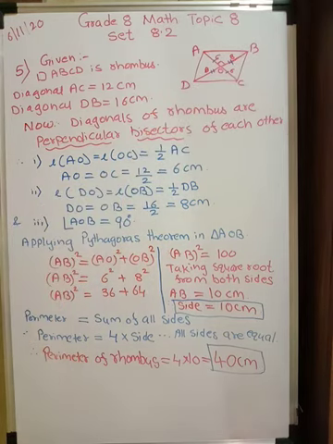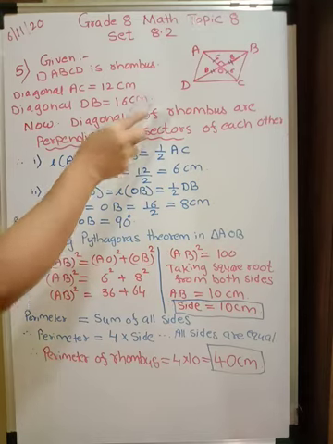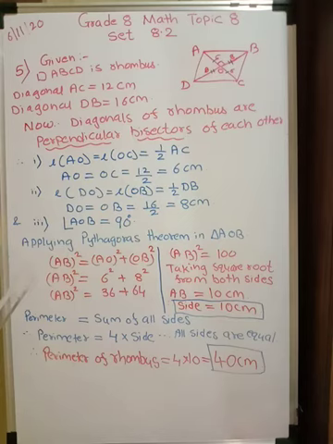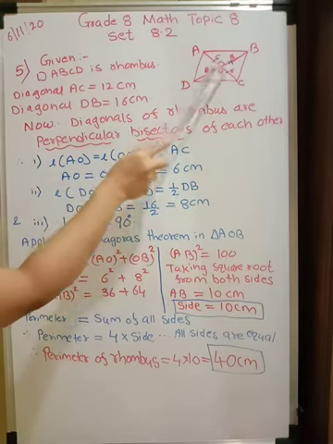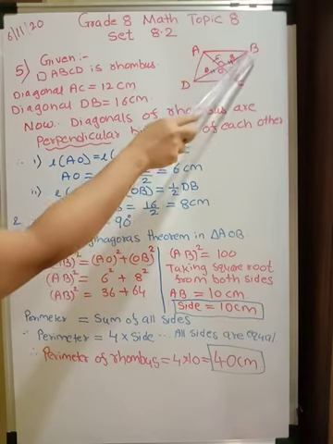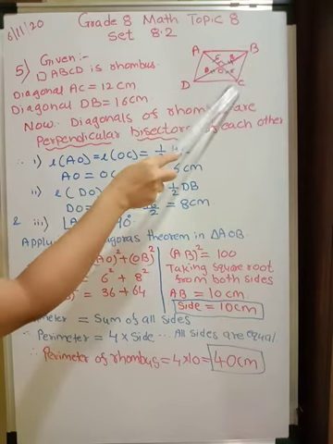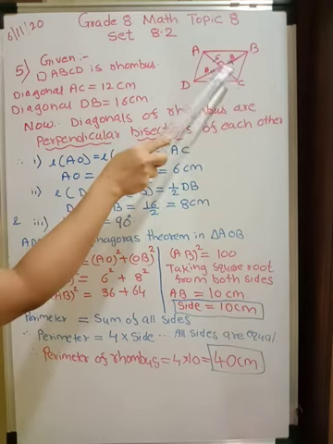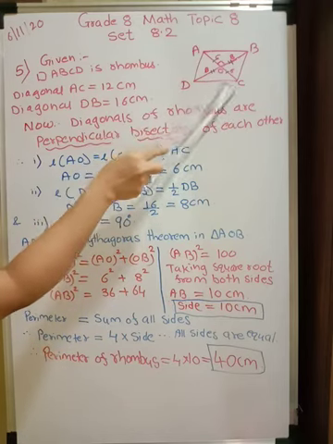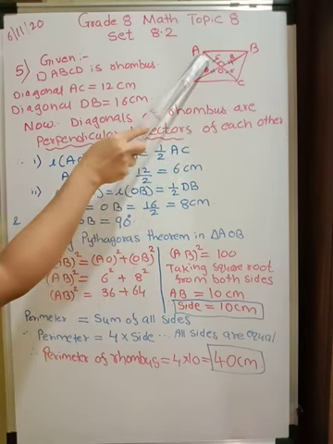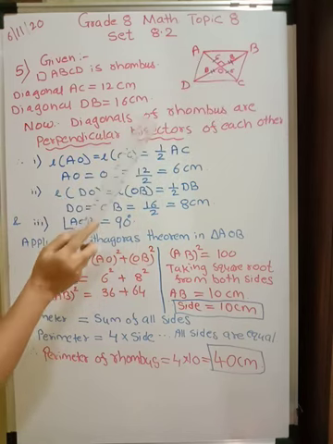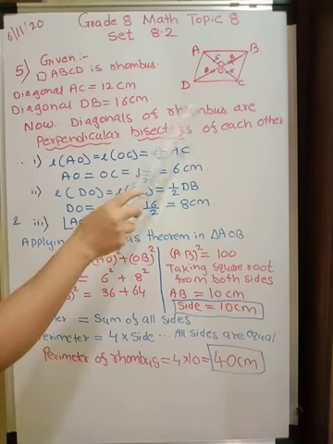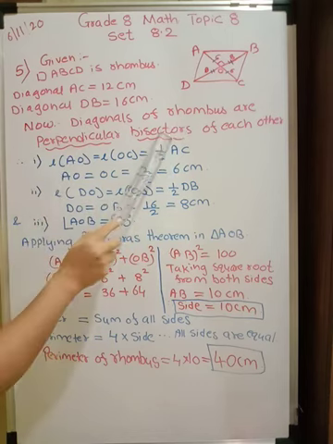Now we know the properties of a rhombus. First of all, diagonals of a rhombus are perpendicular bisectors of each other. What do you mean by bisectors? Each diagonal is cutting the other diagonal and making two equal parts. So AO will be equal to OC and DO will be equal to OB. But complete AC is 12. Therefore this AO will be 6 and OC will be 6. That will be half of AC. That's what I have written over here. So first is, diagonals of a rhombus are perpendicular bisectors.